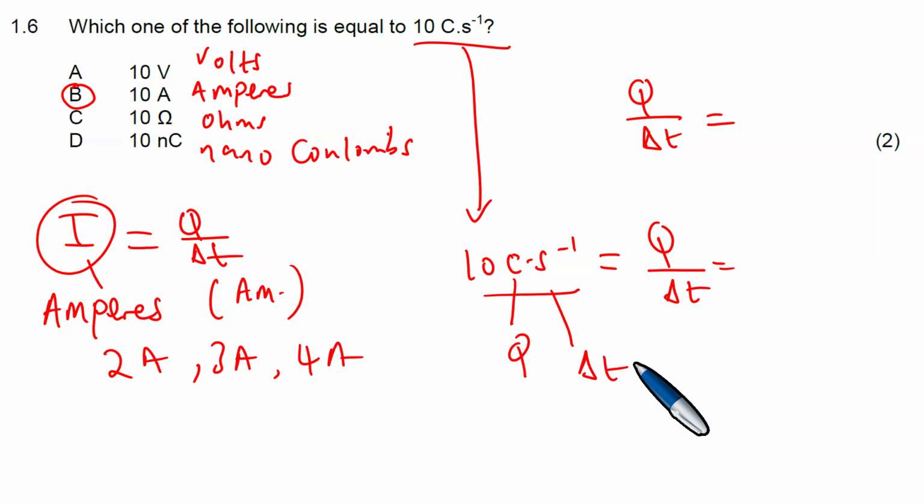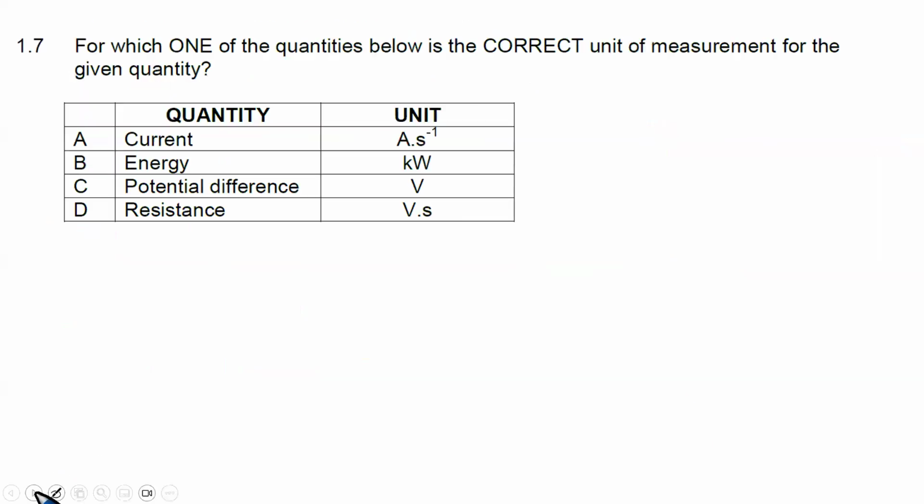Okay, we continue. Next question. For which one of the quantities below is the correct unit of measurement for the given quantity? A, the quantity is current, the unit is amperes per second. B, energy is kW, that's like the kilowatt. And C, potential difference, is measured in volts. D, resistance is measured in volt seconds.